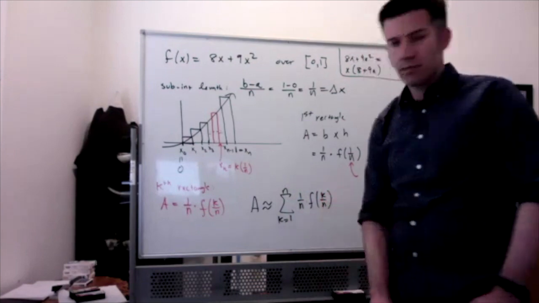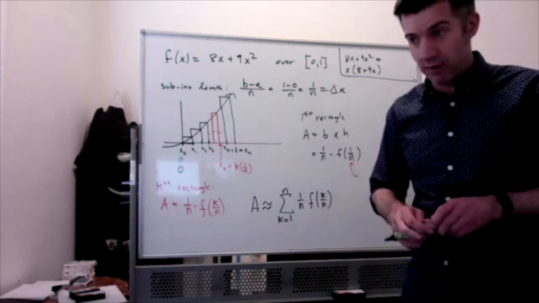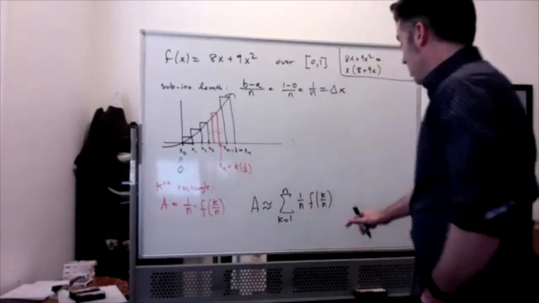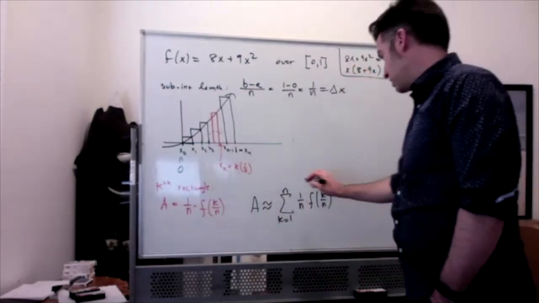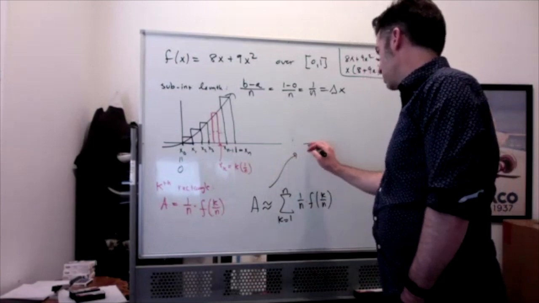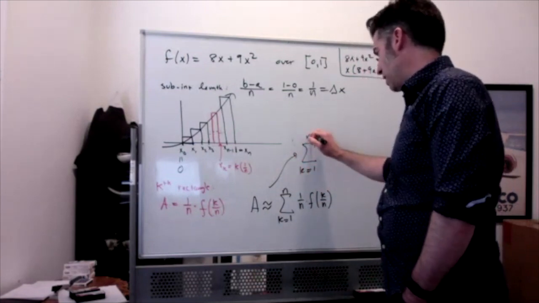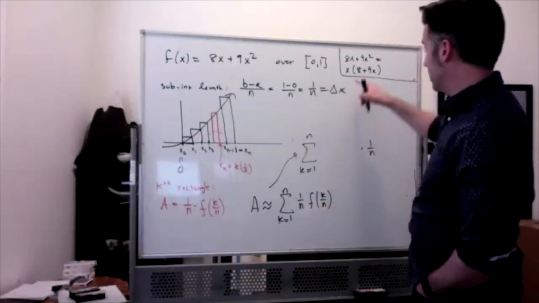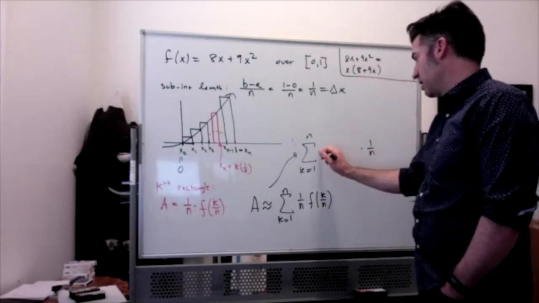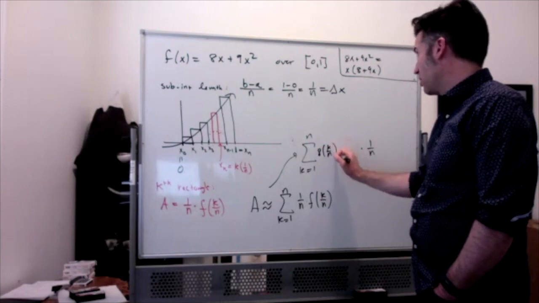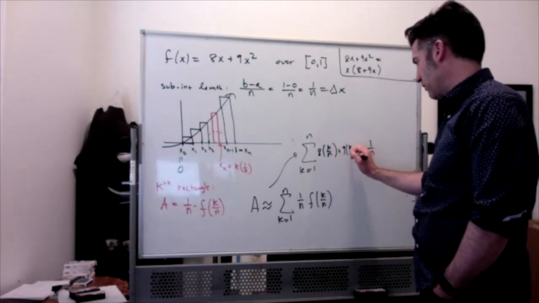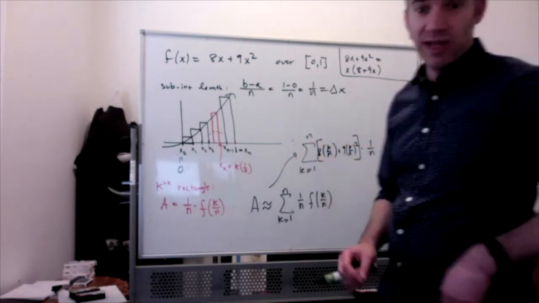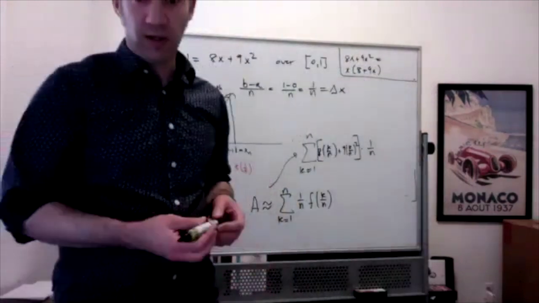And then we should actually use the function that we're given. My function is 8x plus 9x squared. So this is going to look like the sum from k equals 1 to n of, I'm going to put the 1 over n at the end. f of x is 8x plus 9x squared, so f of k over n is 8 times k over n plus 9 times k over n squared. That's how you would answer the fourth part of that question.